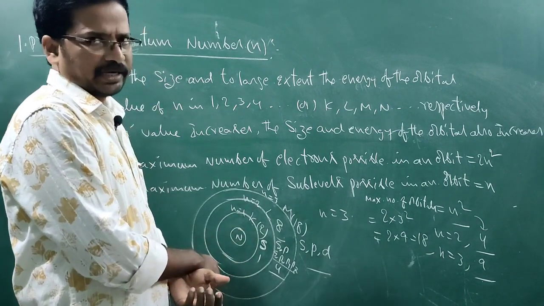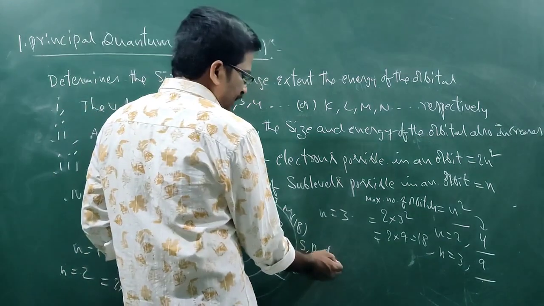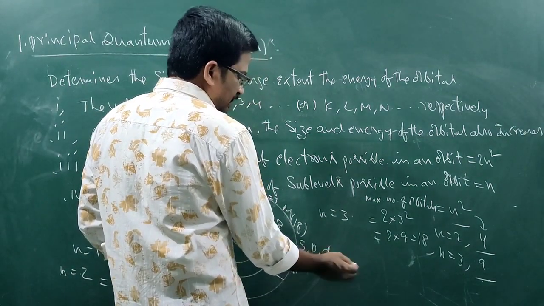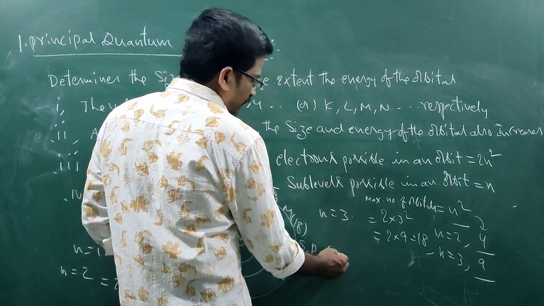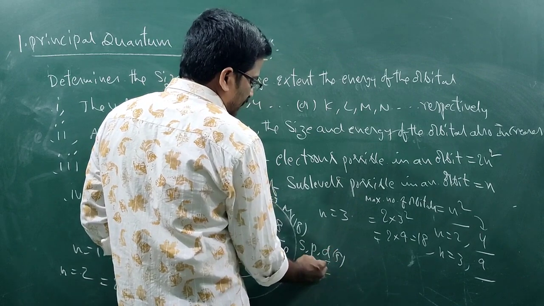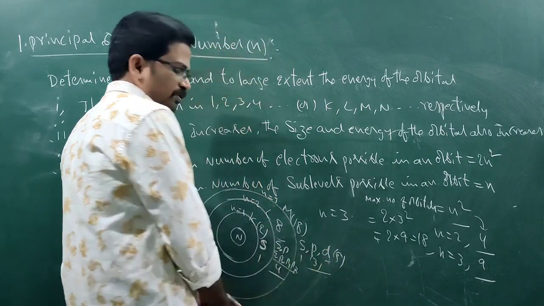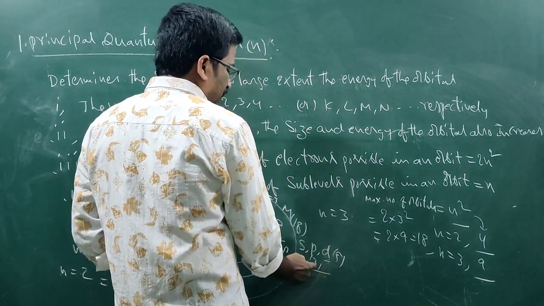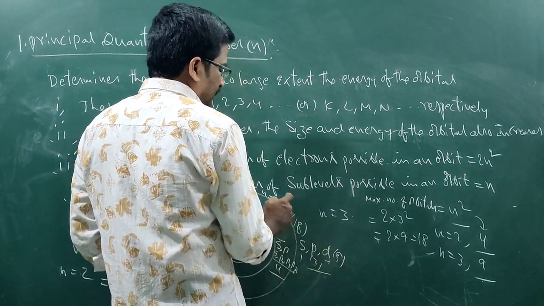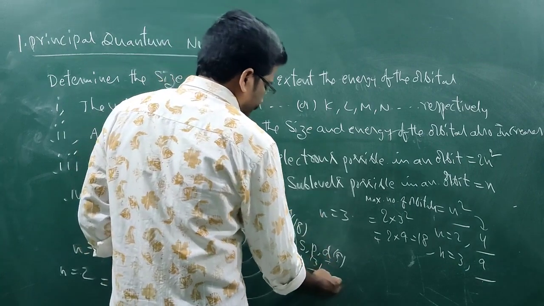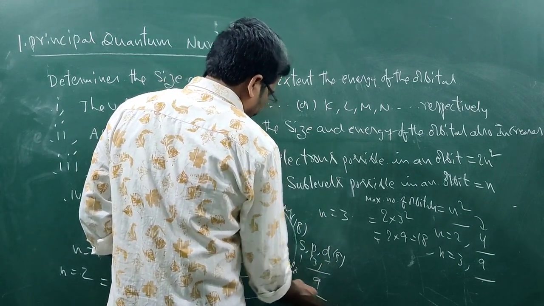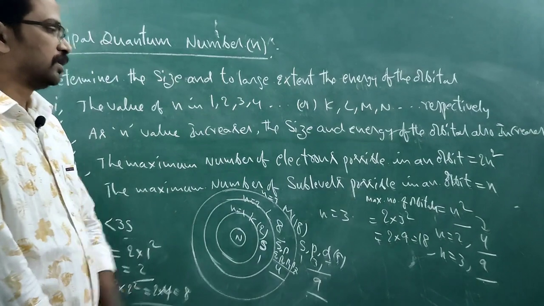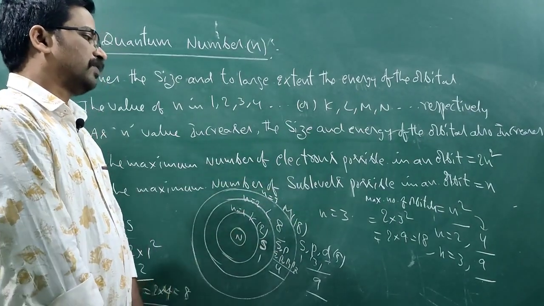How can we get 9 orbitals? The d sublevel contains 5 orbitals, p contains 3 orbitals, and s contains only 1 orbital. So finally, 5 plus 3 plus 1, you can get 9 orbitals. The total number of orbitals is 9. The formula is valid.